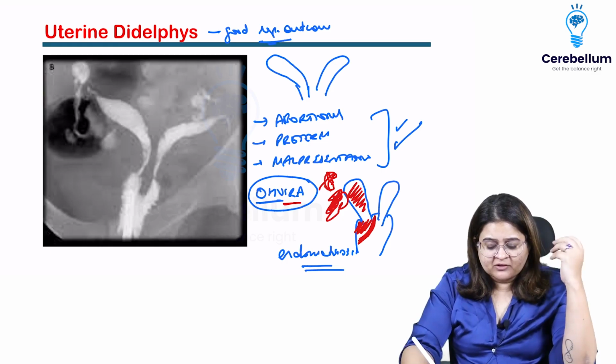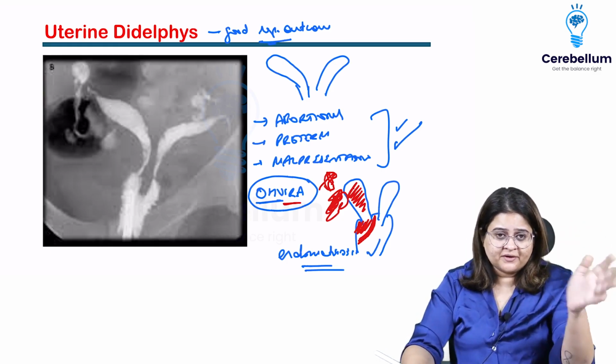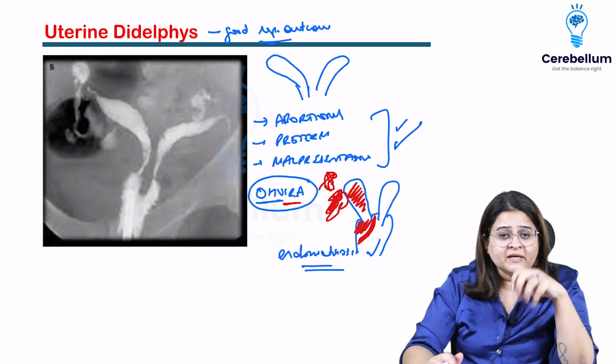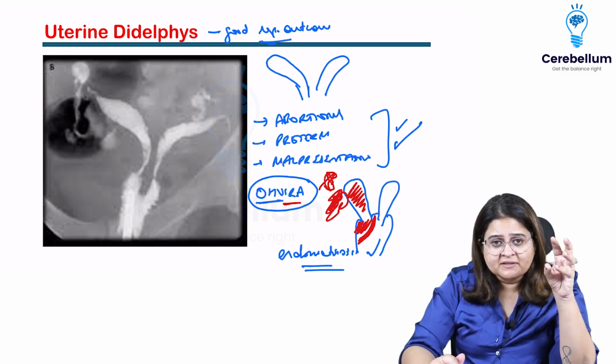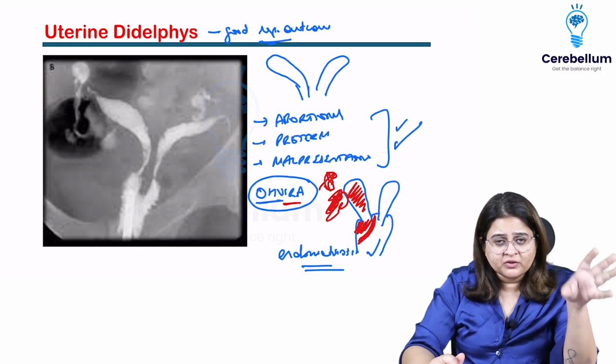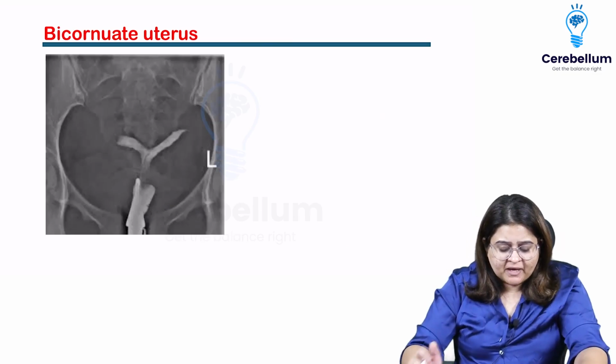This is what Williams gives. Endometriosis is a rare thing which can happen in O-Vera, which is also quite rare. So this is about uterine didelphys. Again, no surgical method to correct this has been found to be of any use, but it usually doesn't have many problems also. Next is bicornuate uterus.